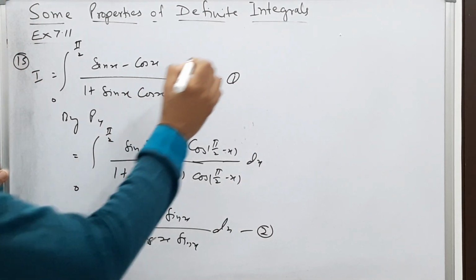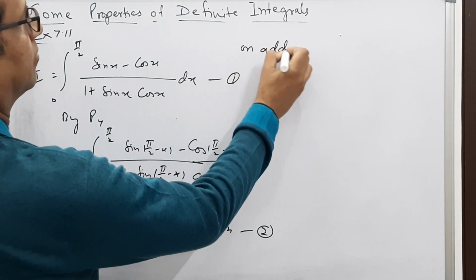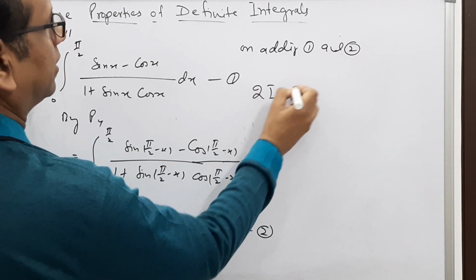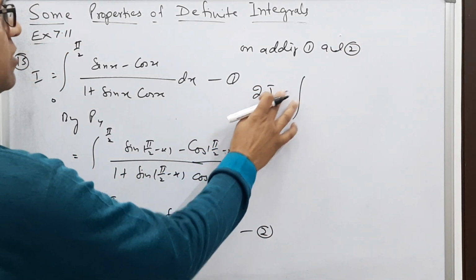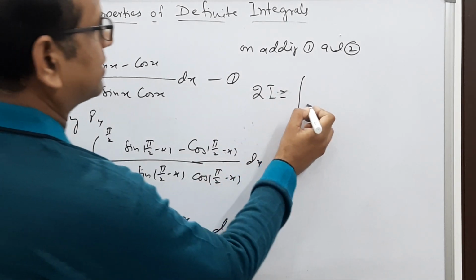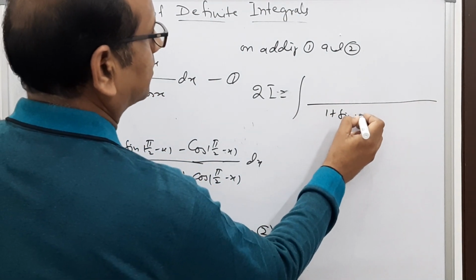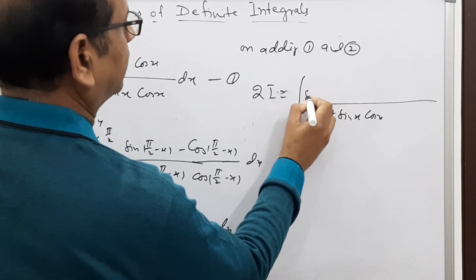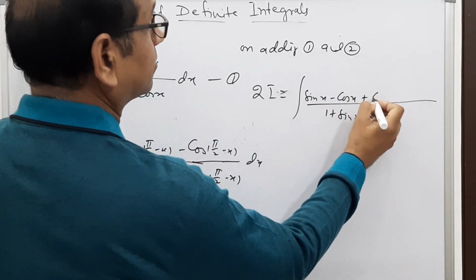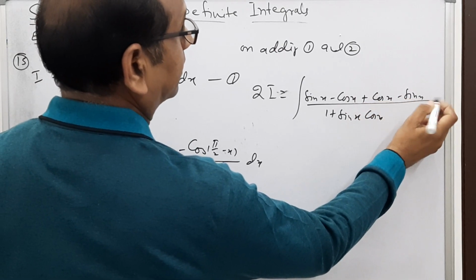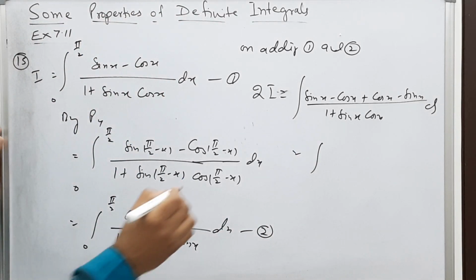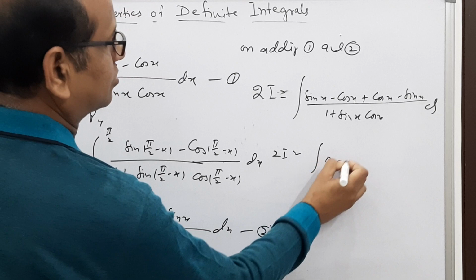Now if you add these two, so on adding first and second, you see if you add it, it is 2I. The denominator is the same, so the LCM will be the same only, 1 plus sin x cos x. What will be the numerator? It is sin x minus cos x plus cos x minus sin x, and it is dx. So you see, dear students, the total of this is 2I equals 0.